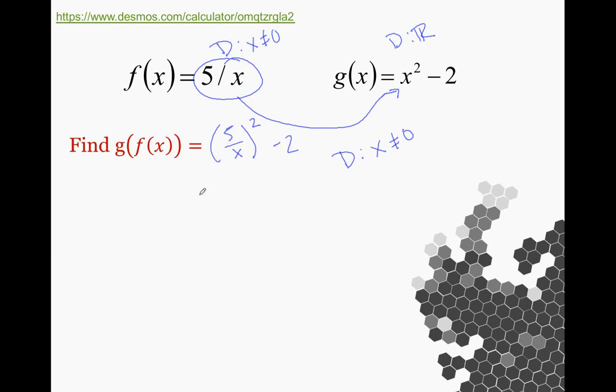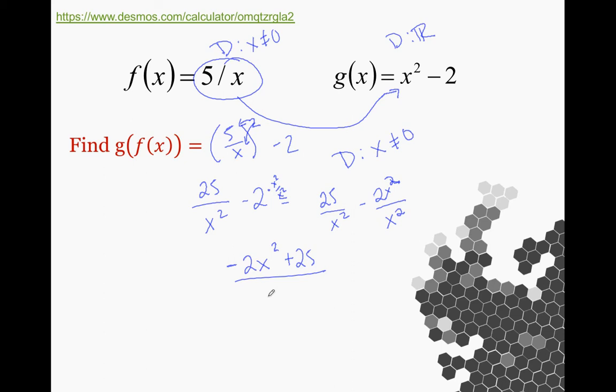Look at it before you even simplify. When I simplify, that squared goes to both parts: 25 over x squared minus 2. I'm going to multiply this by x squared over x squared, so I have a common denominator. 25 over x squared minus 2x squared over x squared. And then I'm going to combine them: negative 2x squared plus 25, divided by x squared. I'm going to go with that as my final answer.